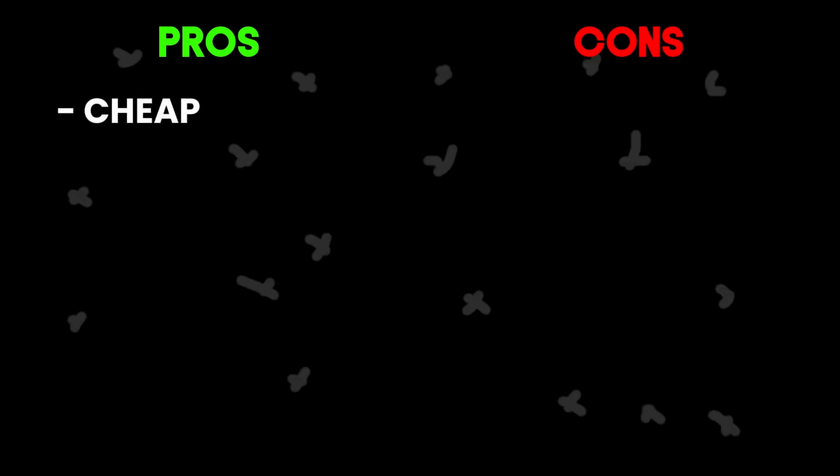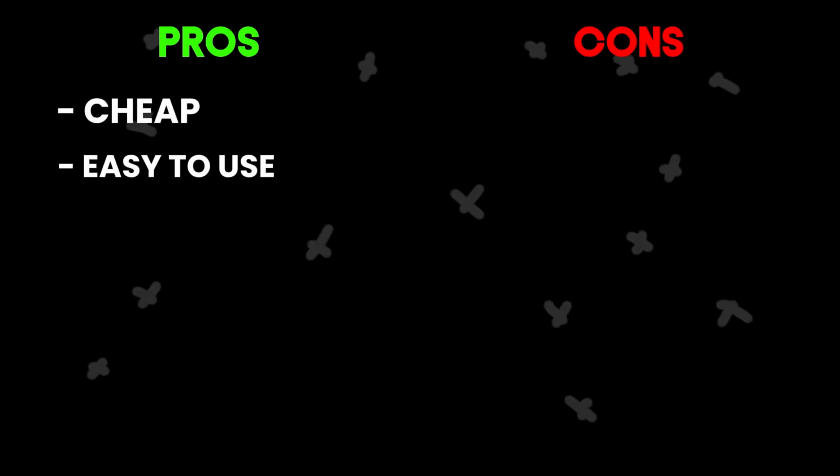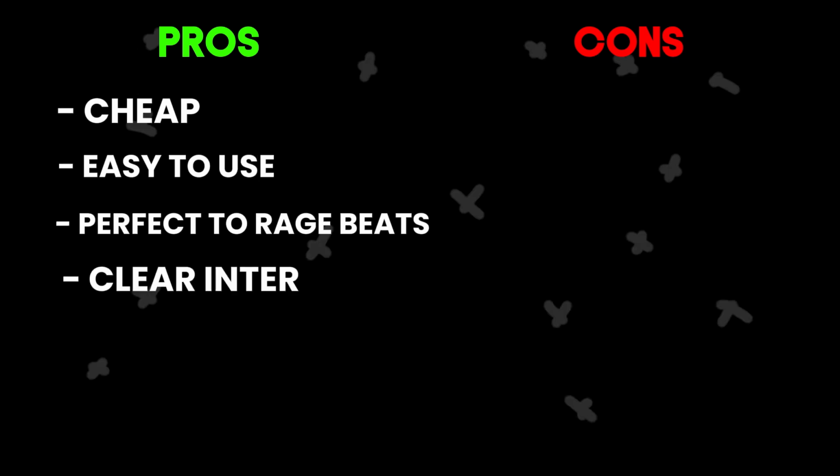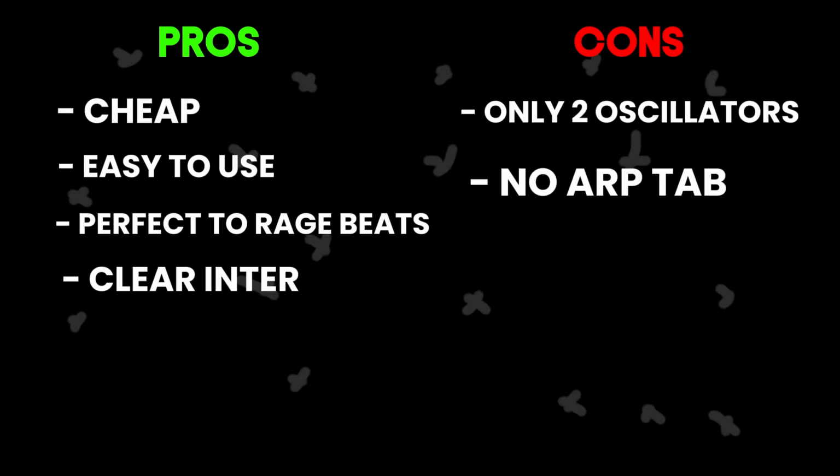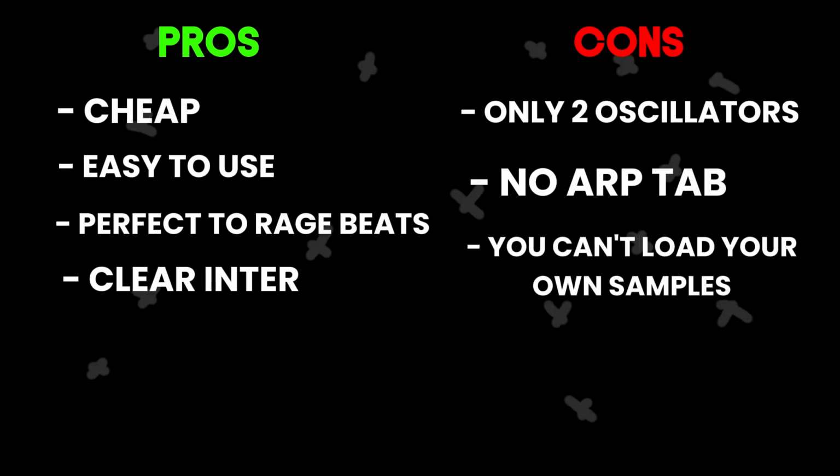Now pros and cons. Pros: way cheaper than previous synths, easy to use, perfect for making rage beats, everything is presented graphically, so you can understand what you are doing if you are a beginner. Cons: you have only 2 oscillators, you don't have an ARP tab, and it's really hard to make ARPs, and you can't load your own samples to the oscillators.